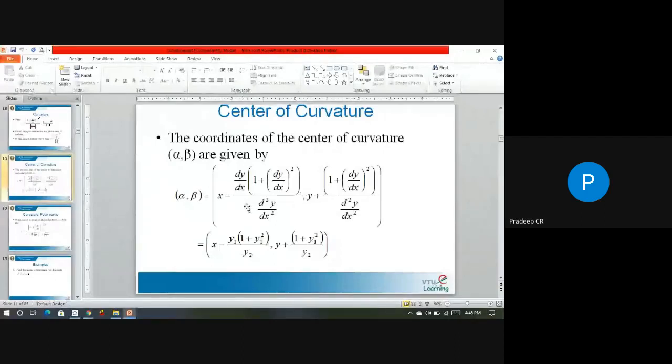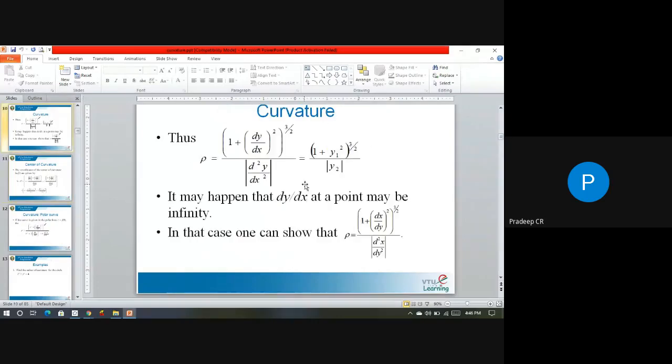So alpha is this, beta is this. Alpha is x minus dy by dx into 1 plus (dy by dx) whole squared divided by d square y by dx square. Beta, that is the y coordinate of the center of curvature, is y plus 1 plus (dy by dx) whole squared divided by d square y by dx square. We'll come back to this again later. Right now, what I want to do is focus on finding the radius of curvature.